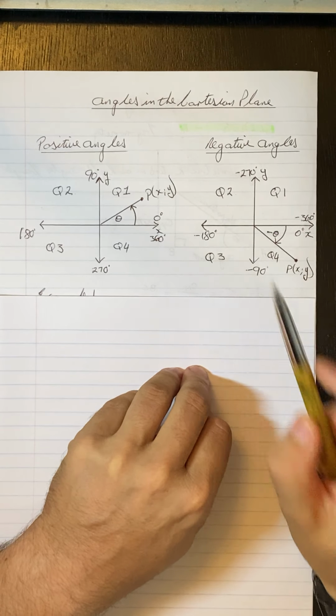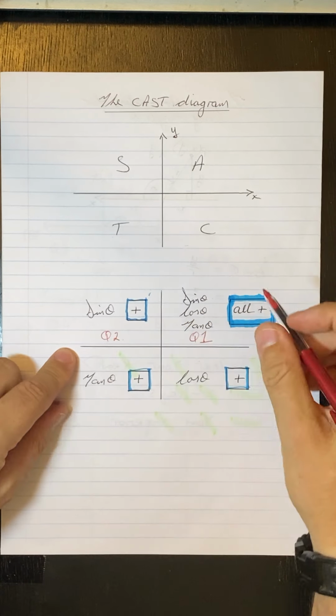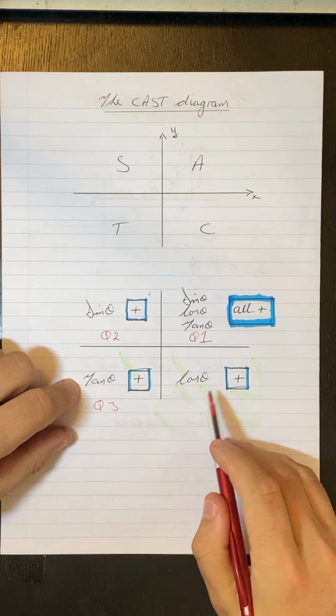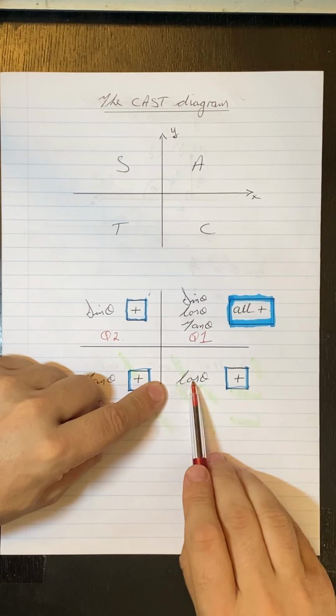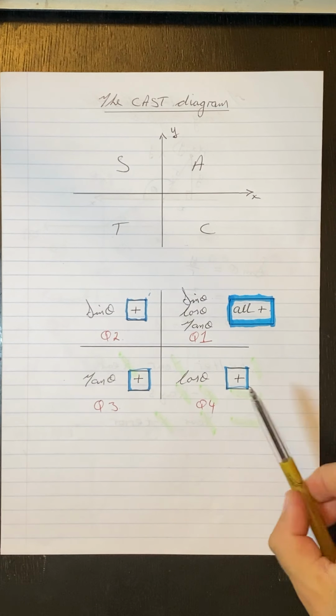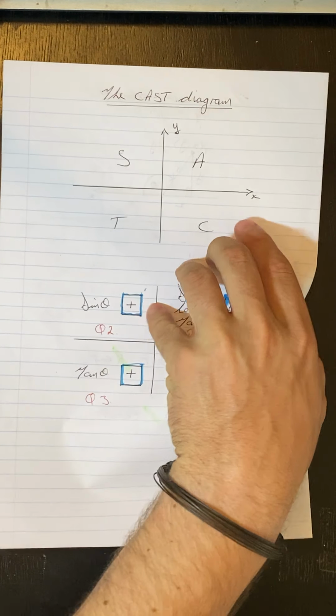In this quadrant, S stands for sine, so only sine is positive in quadrant 2. In other words, cos would be negative here, and tan would be negative here. If we look in this quadrant here, only tan is positive here, and this is quadrant 3. So sine is negative, and cos is negative in this quadrant 3. If we look in this quadrant, cos is positive, and this is quadrant 4. So sine would be negative, and tan would be negative. And we're going to use this to help us answer questions like these.